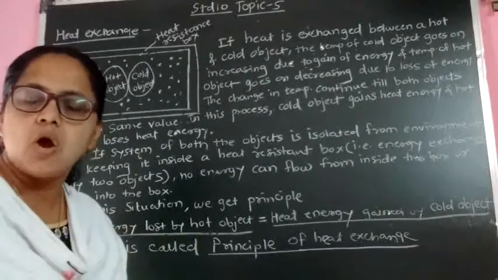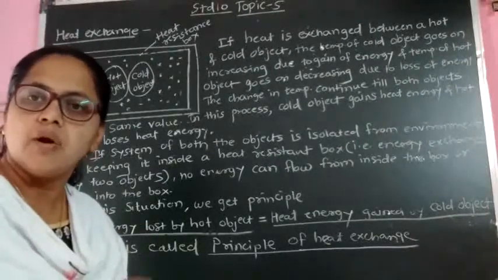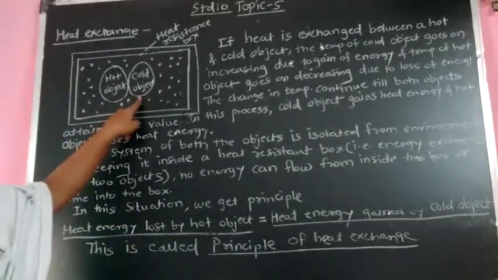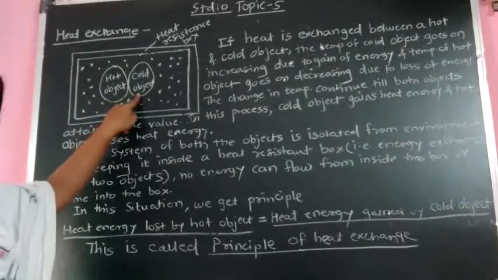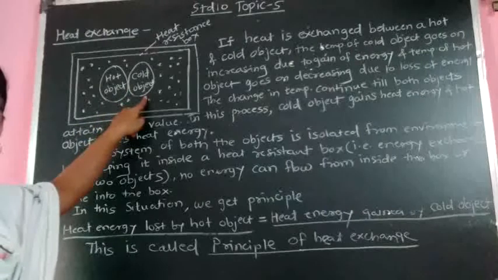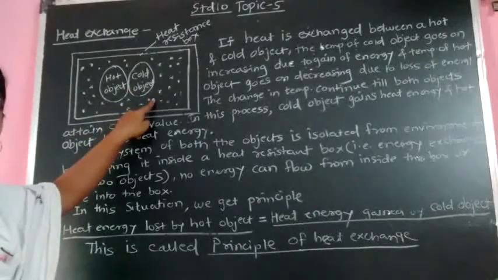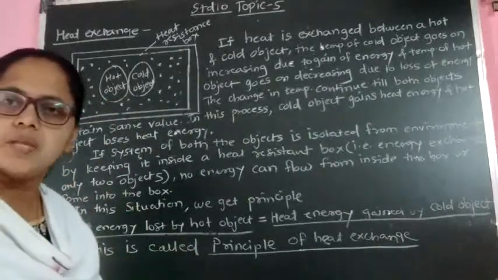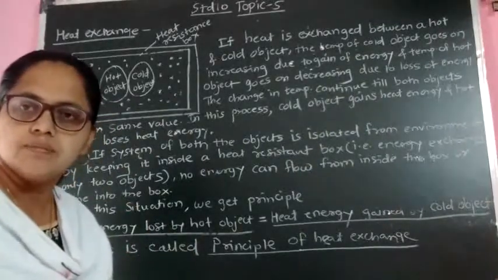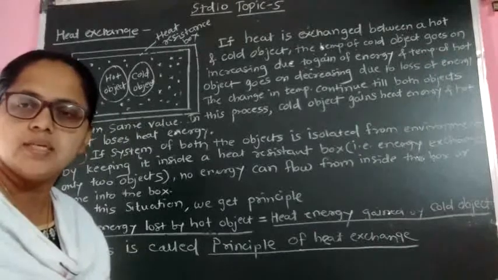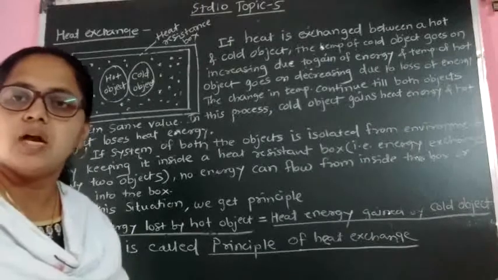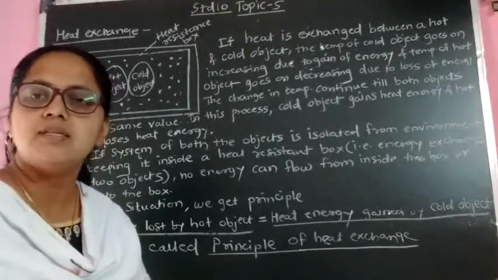Inside that box, a hot object is kept in contact with a cold object. You can see the hot object is kept near the cold object. So what will happen? When the hot object comes in contact with the cold object, heat energy gets transferred from the hot object to the cold object. The hot object loses heat energy and the cold object gains heat energy. So the temperature of the hot object goes on decreasing and the cold object's goes on increasing. This heat exchange continues till both objects attain the same value.